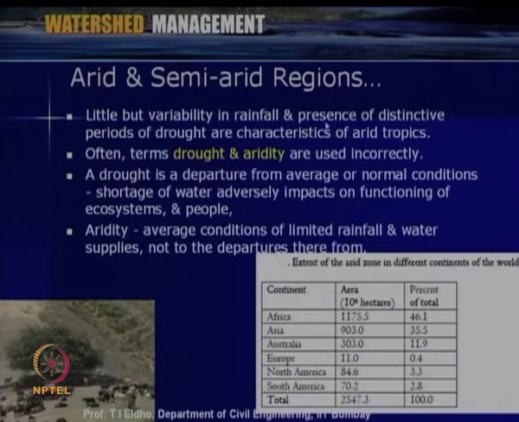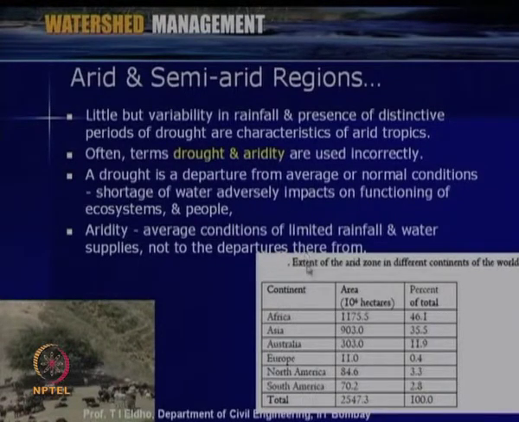So, as far as arid and semi-arid regions are concerned, little but variable rainfall and the presence of distinctive periods of droughts are characteristics of these areas. Often we call it sometimes drought or sometimes aridity, but as far as these terms are concerned, there is a lot of confusion. A drought we can define as a departure from average or normal conditions. That means the shortage of water adversely impacts the functioning of the ecosystems and the people of the area. But as far as aridity is concerned, these are the average conditions of limited rainfall and water supplies, and there will not be much departure from whatever is available in that particular region. So, this is the difference between drought and aridity. According to the conditions, we have to use the term appropriately, either as drought or aridity.